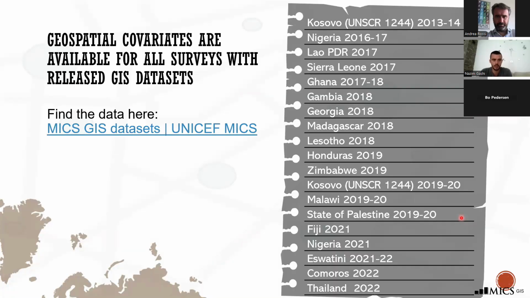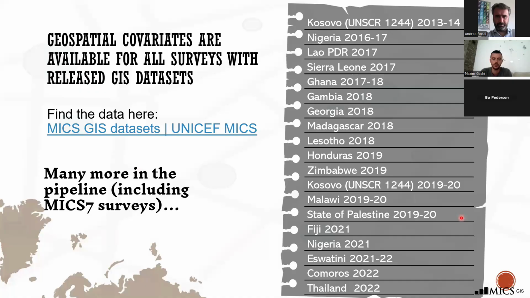As of yesterday, the geospatial covariates are available for all the surveys that have already released the GIS data on the MICS website. The data can be found in the MICS GIS webpage, in the MICS program website. And here I have listed all the surveys in 17 different countries. So in total, 19 surveys at the moment have released the GIS data, including survey boundaries and GPS datasets. And as of yesterday, we have the geospatial covariates available as well. Many more are in the pipeline, including MICS 7 surveys, as they will come and publish the data in the near future.